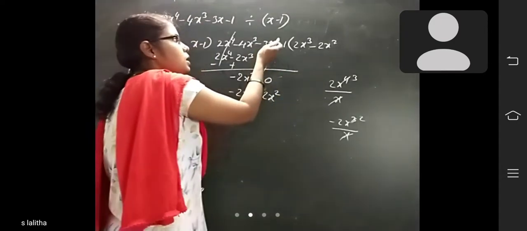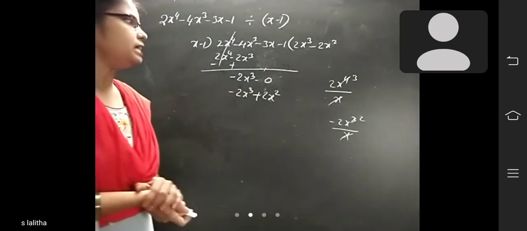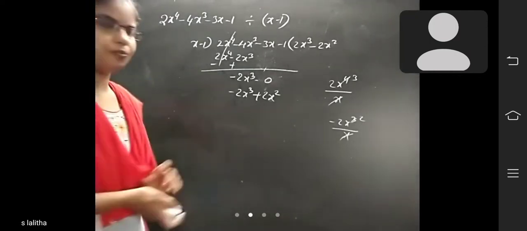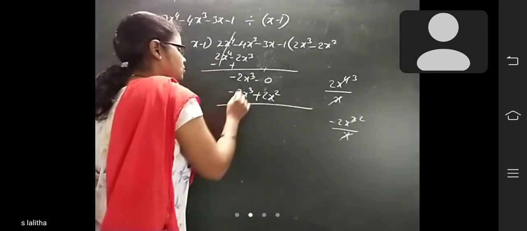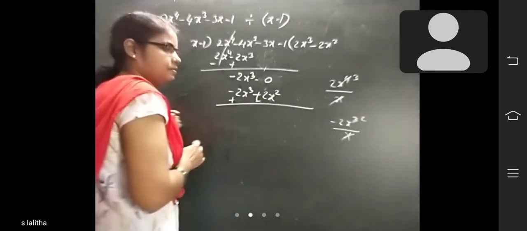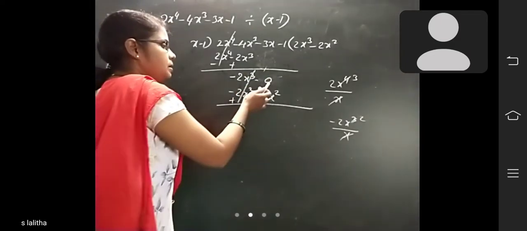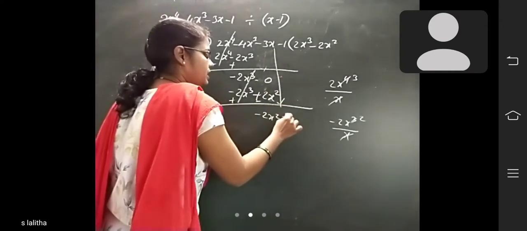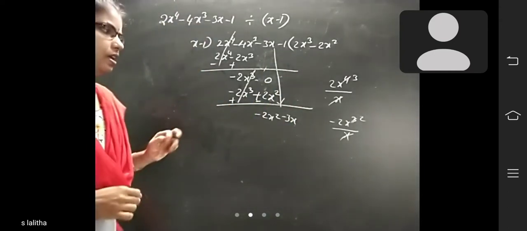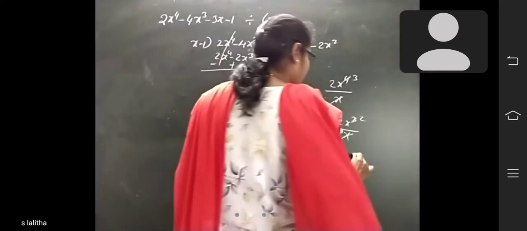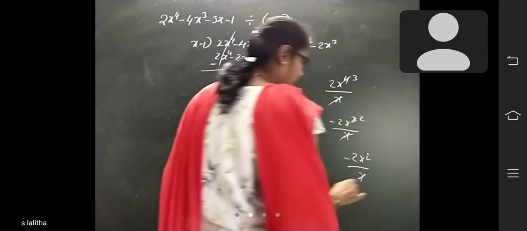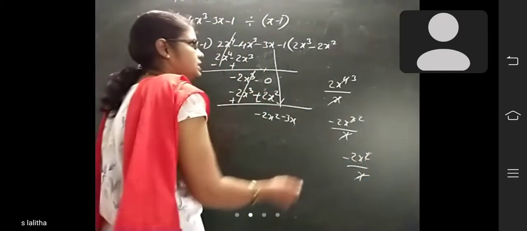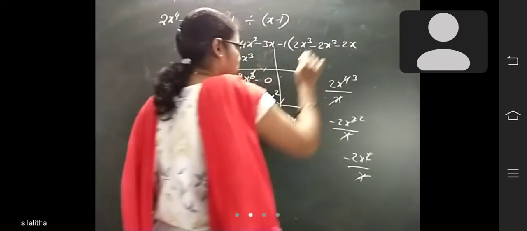Okay, x cube and the x square term we get. But here the x square term is not there, so that's why you write here 0. Okay. So plus minus, these 2 will be cancelled. Minus 2x square. Now bring down this minus 3x. Now next, minus 2x square divided by x. x will be cancelled. Minus 2x is remaining, write in the quotient, minus 2x.